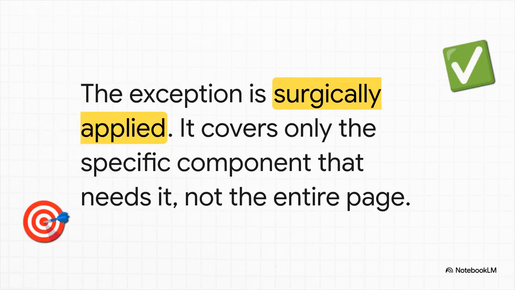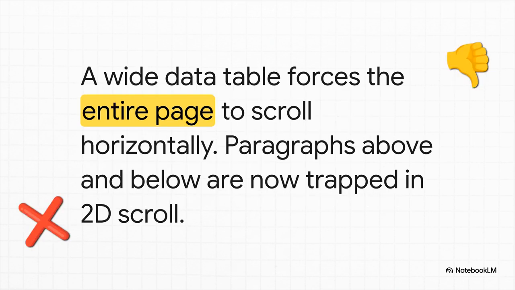Okay, but listen up, because this is the single most important detail about these exceptions. The exception is like a scalpel, not a sledgehammer. It applies only to the specific piece of content that needs it, like that data table, and not to the entire page around it. So here's what you absolutely don't want to do. See this? A wide data table is forcing the entire page to scroll sideways. Now those simple paragraphs of text above and below the table, they're stuck in that same scroll trap we were trying to escape. This is a total fail.